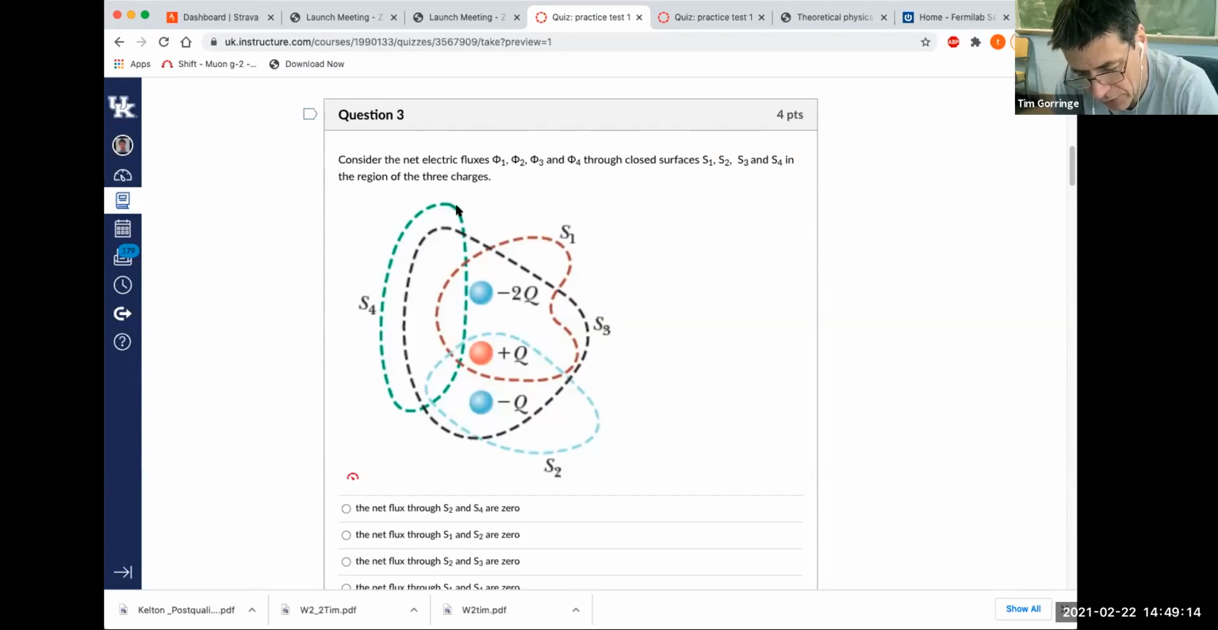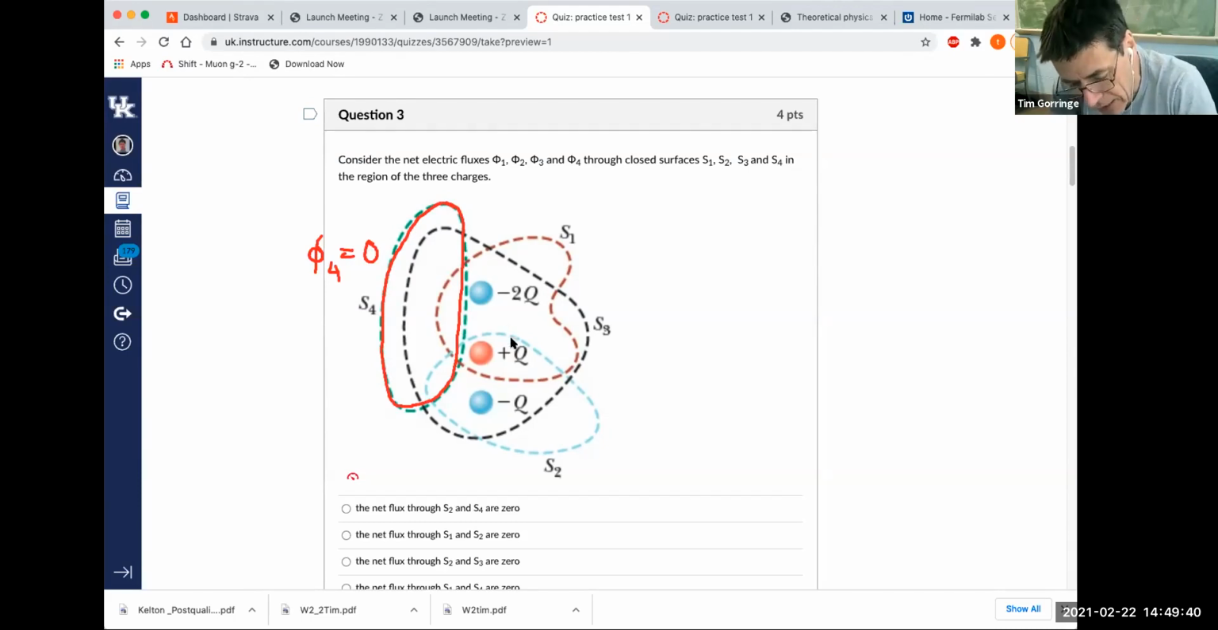The most obvious one is probably S4. Here's S4. Now, although it's in the neighborhood of charges, there's no charges inside that surface S4 whatsoever. So that has zero flux. S4's flux is zero net flux.